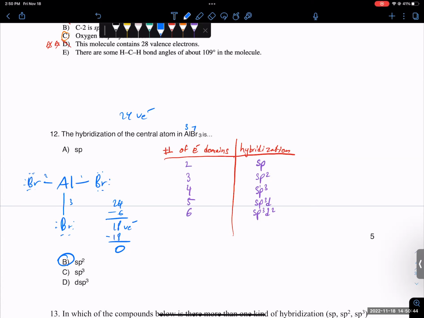Does it only go up to 6 in this class? It does, yeah. In fact, the highest I've seen is 6. Because you can only have octahedral things in our class, right? Which has 6 things attached to it. I suppose technically you could have a hybridized SP, D, and F orbital, but I've never seen that in my life. Interesting. All right. Any questions on that before we move on to the next?